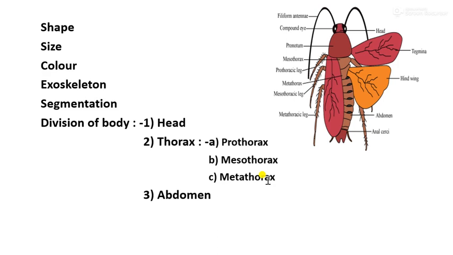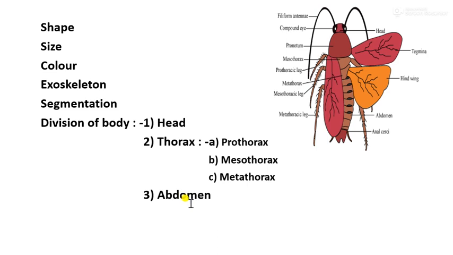Each walking leg consists of coxa, then trochanter, femur, tibia, tarsus. Each walking leg consists of all these parts. The tarsus is itself made up of five joints or tarsomeres. Each of the first four tarsomeres bears a soft pad or pulvillus.